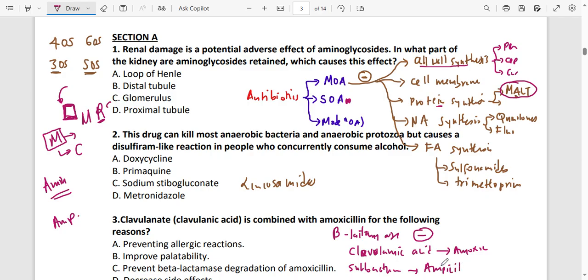And then you also have tazobactam. You can see how they end. Those are beta lactamase inhibitors. Really easy, isn't it? And then another one that we need to know now.